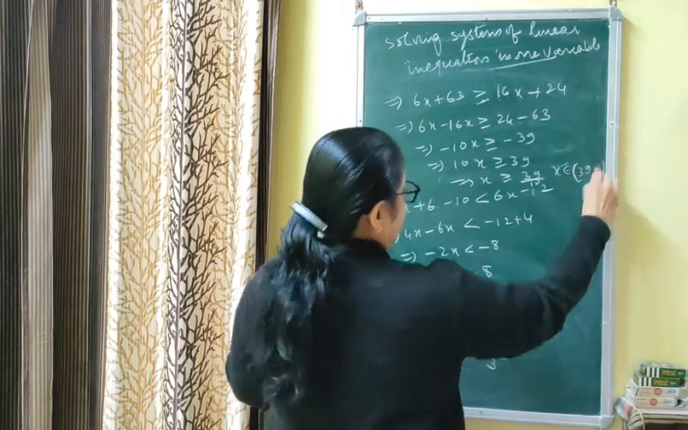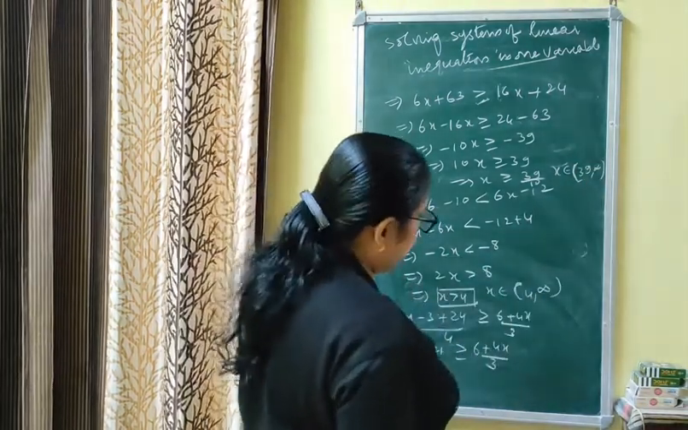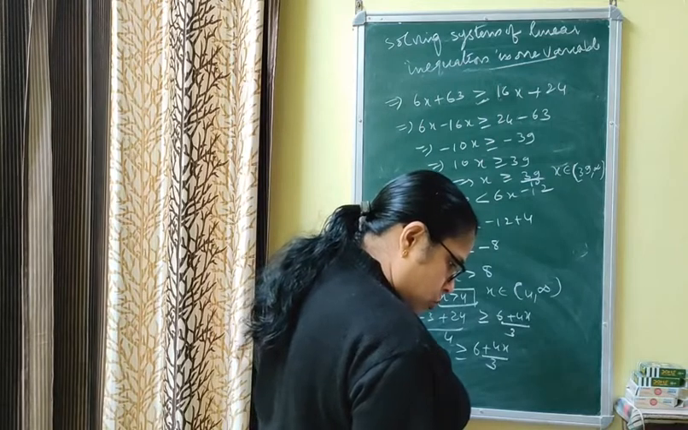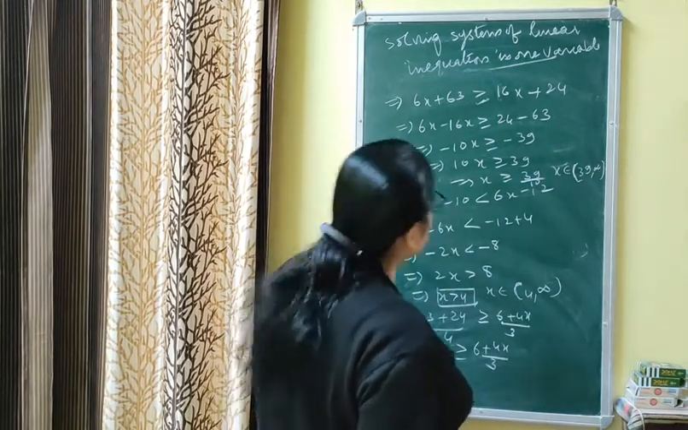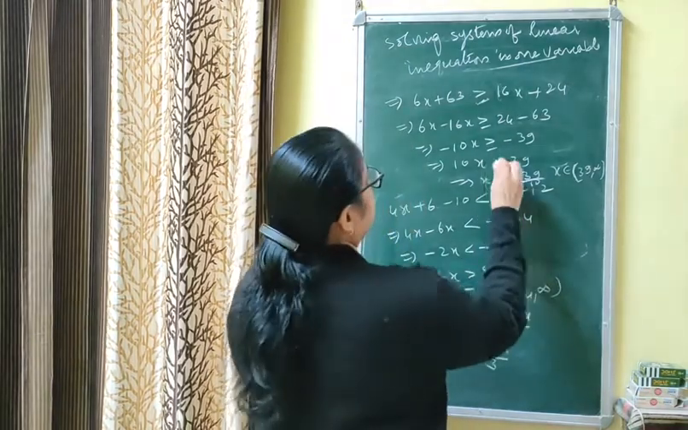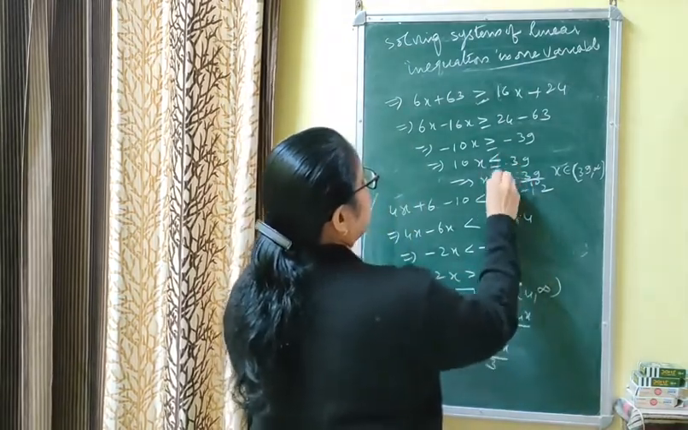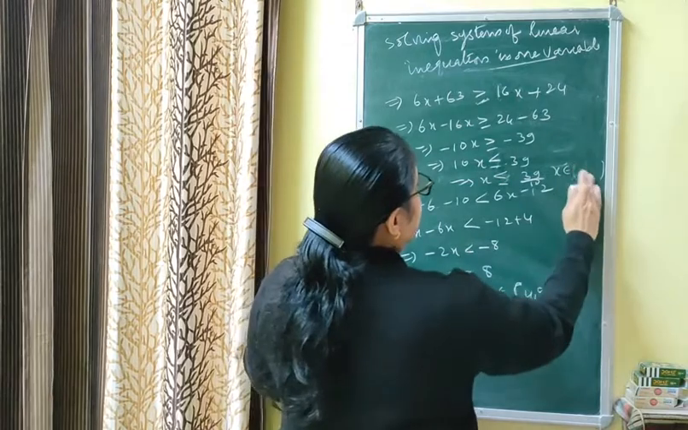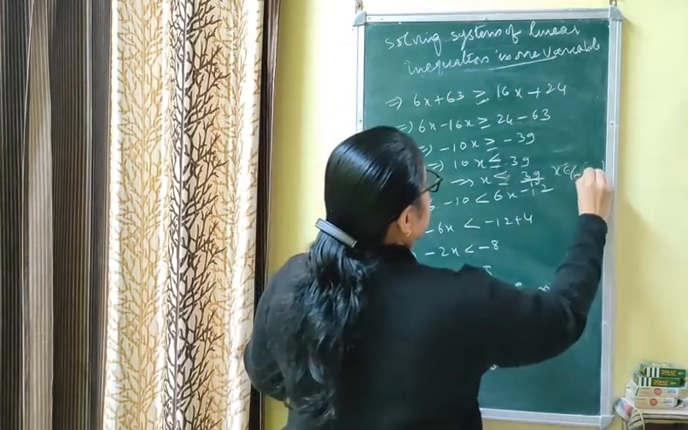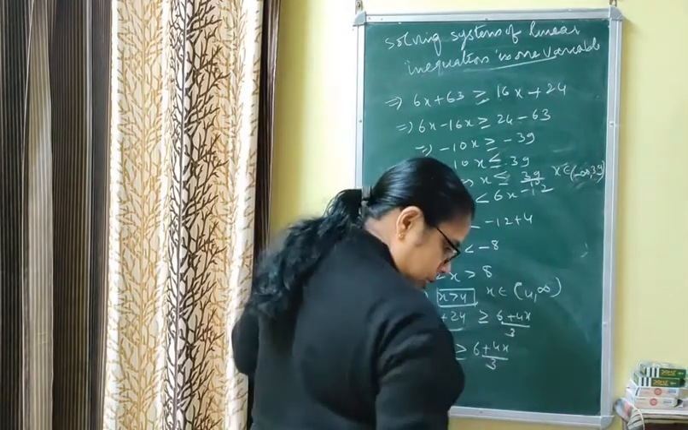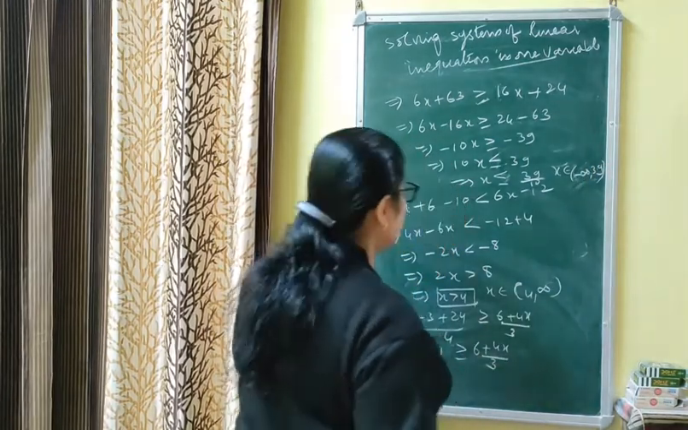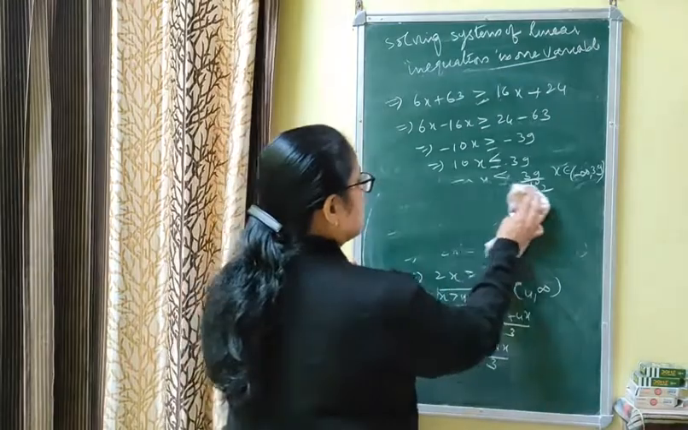That means x belongs to minus infinity to 3.9. Here x belongs to 4 to infinity in the first. By changing the sign it becomes less than or equal to, because we multiplied by a minus sign, that means minus infinity to 3.9. That means your solution is, it is best to draw the number line here.